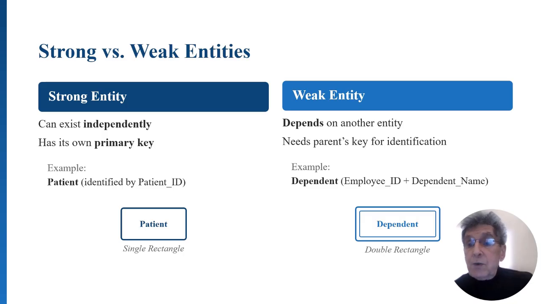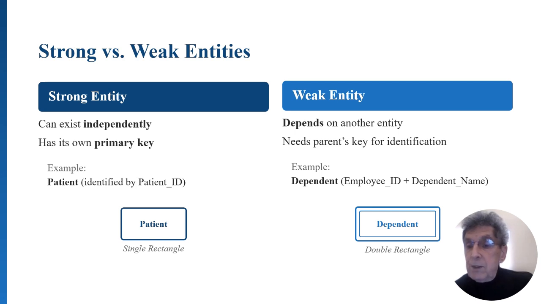Now, not all entities are created equal. We distinguish between strong and weak entities. A strong entity can exist independently. It has its own primary key that uniquely identifies it without reference to any other entity. A patient is a strong entity. A patient exists in our system regardless of whether they've had any visits, or any diagnoses, or any prescriptions. We can identify them by patient ID alone.